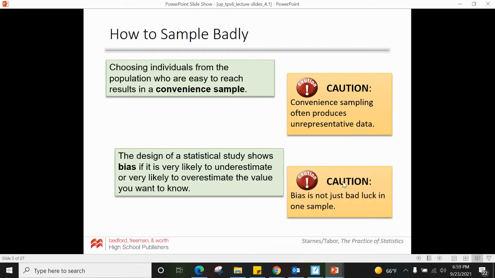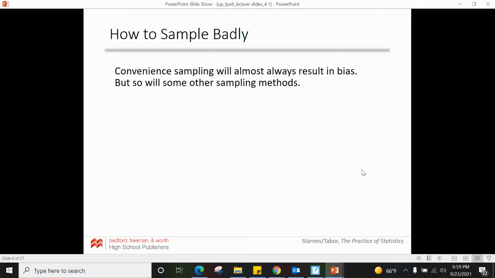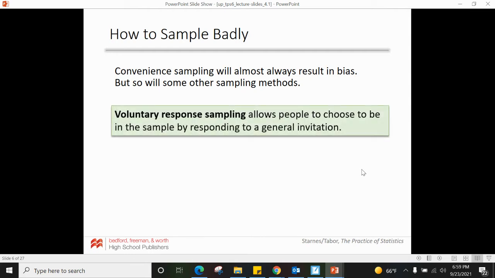And like another caution, bias is not just bad luck in one sample. It is the use of the sampling, or the method in which we did it, that potentially causes that bias. So, like I said, convenient sampling will almost always result in bias, but so will some others.